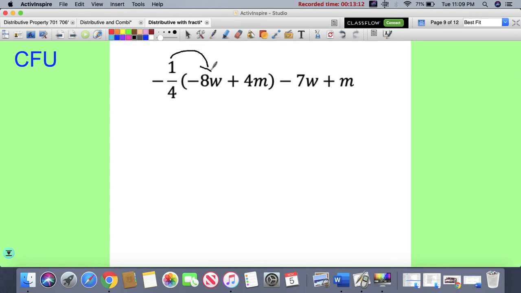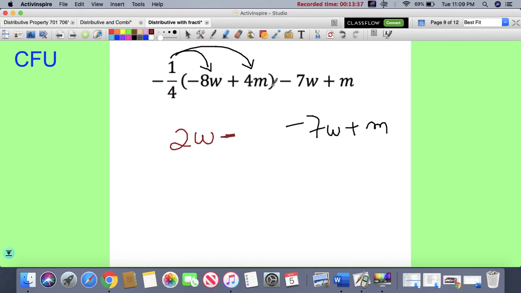Again, these two have to be multiplied by negative 1/4. The negative 7w plus m are just waiting right now. So let's take care of the distributive property. It's a negative times a negative, which is a positive, and 1/4 of 8. So it's 1 times 8, which is 8, divided by 4. That gives me 2w. And then it's a negative times a positive, which is going to give me negative.